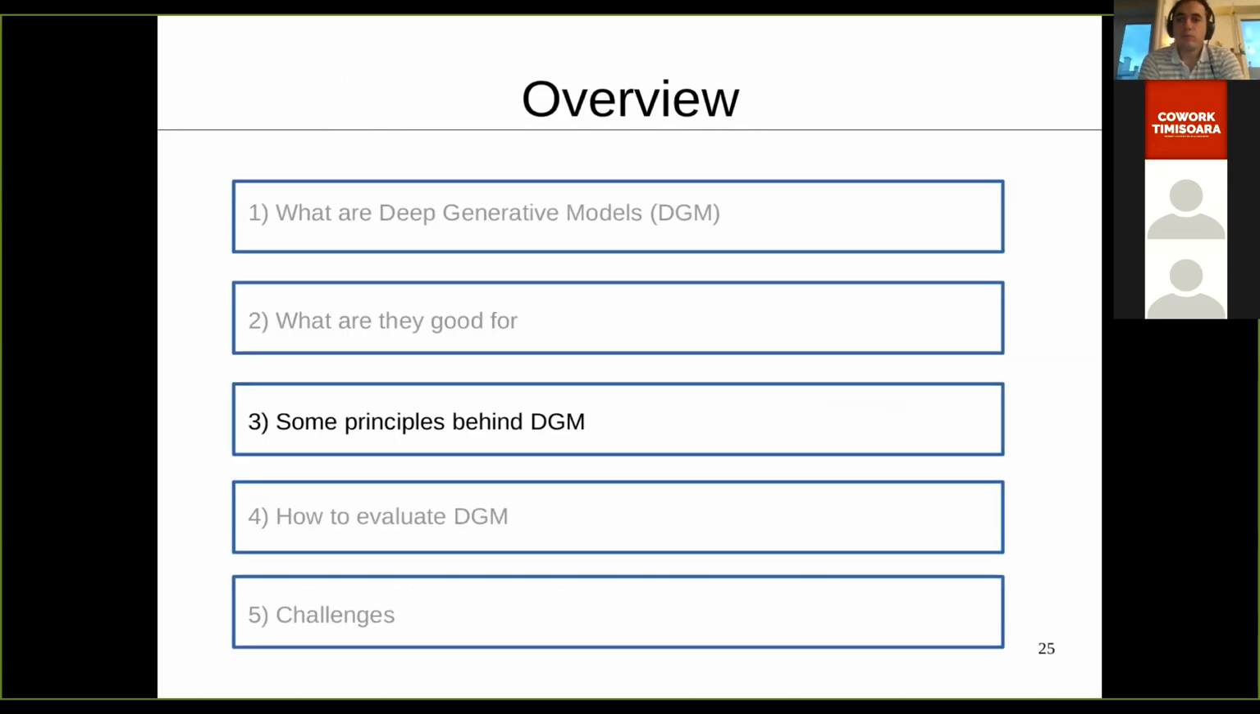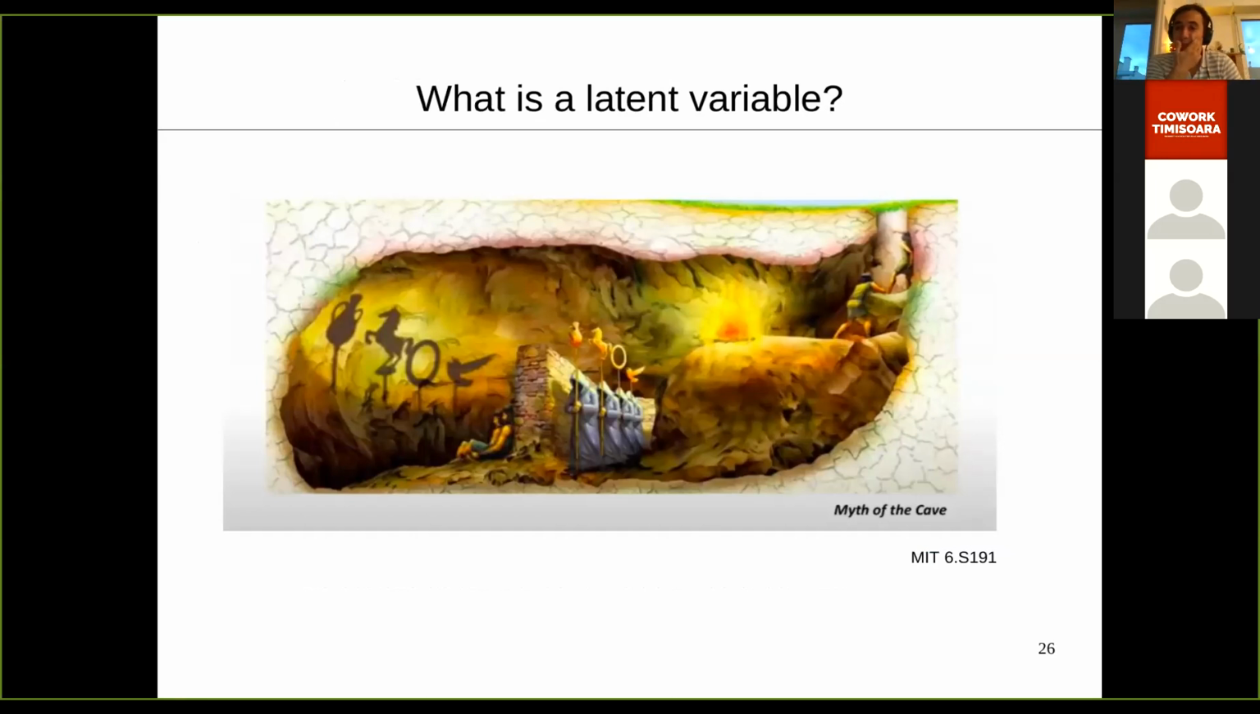Now I will go to some principles behind the generative models, and I will use variational autoencoders and generative adversarial neural networks, GANs. Before that, I want to explain what a latent variable is, because we will cross this notion in a few slides.